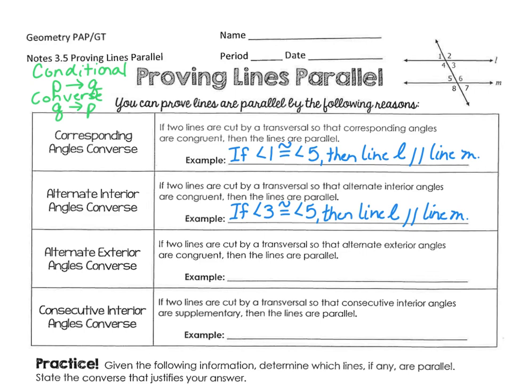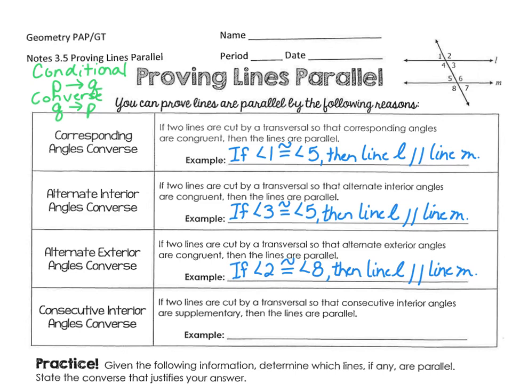We also have our alternate exterior angles converse. So if two lines are cut by a transversal so that alternate exterior angles are congruent, then the lines are parallel. So again, if you look at the example up in the upper right-hand corner, one way we could say is if angle 2 is congruent to angle 8, then line L is parallel to line M.